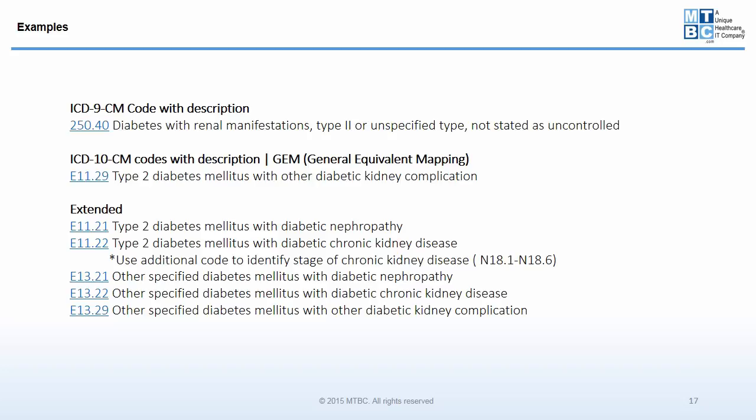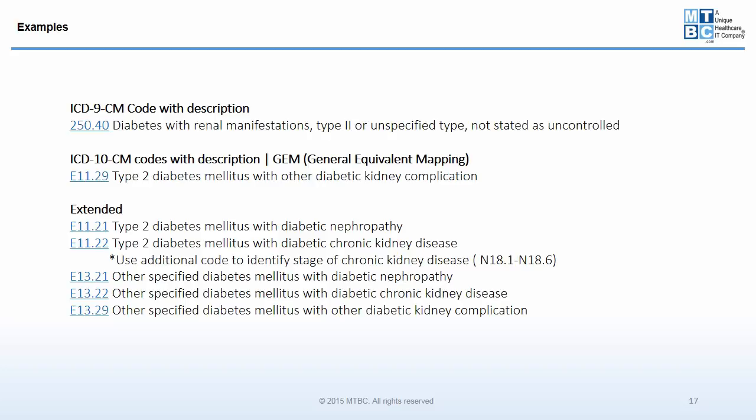E11.22 is type 2 diabetes with diabetic chronic kidney disease. Now, the stages of kidney disease is what all the insurance carriers, and you'll see it at the tabular, they do need to have additional coding for this. So if you know that the patient has chronic kidney disease and diabetes and it's related, and the doctor documents it that way, you use E11.22.